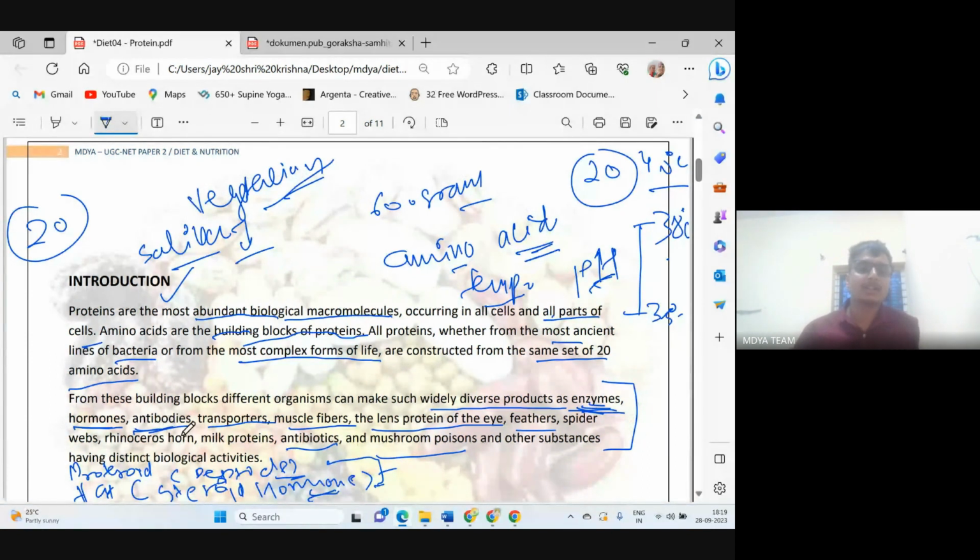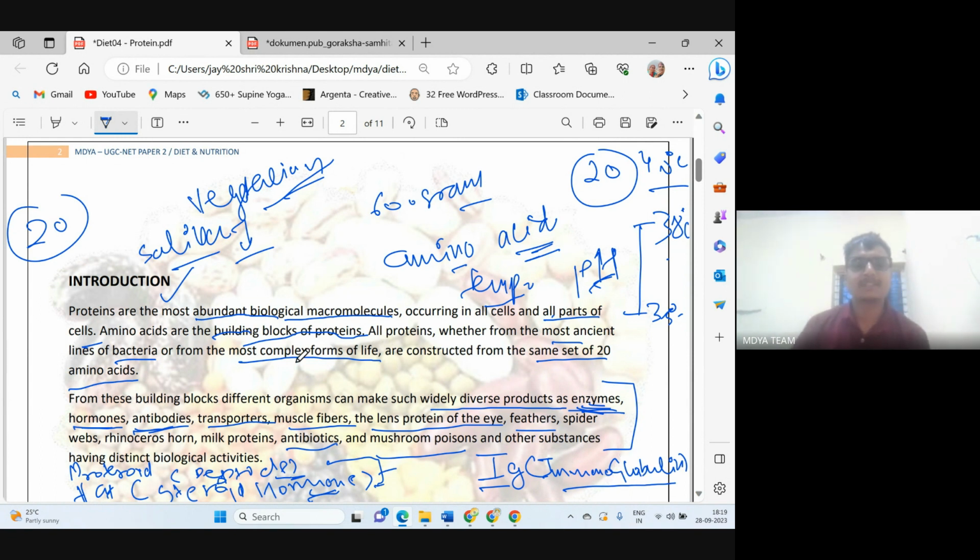antibodies. Antibodies are also made up of protein. Ig antibodies are written as Ig, and the full form of this Ig is immunoglobulin. So this antibody is made up of protein, immunoglobulin.